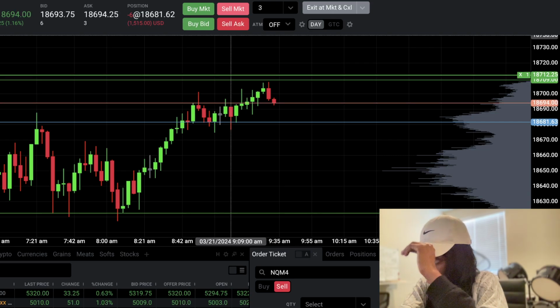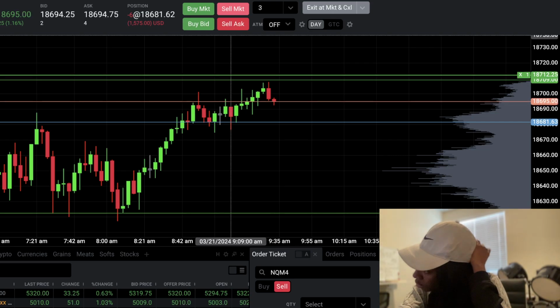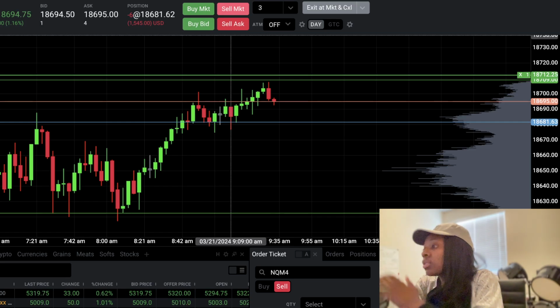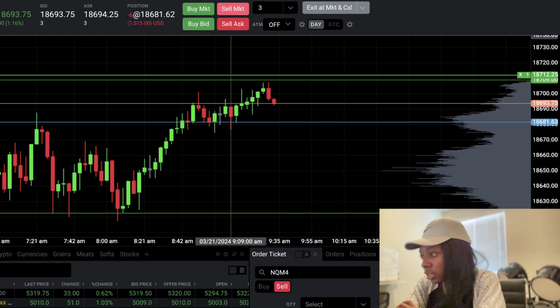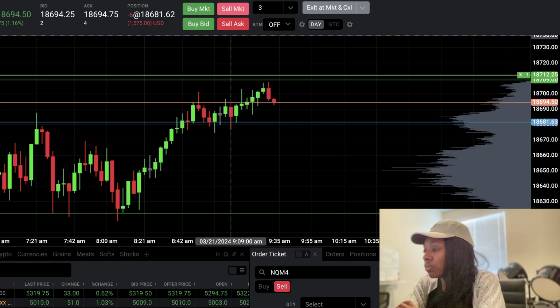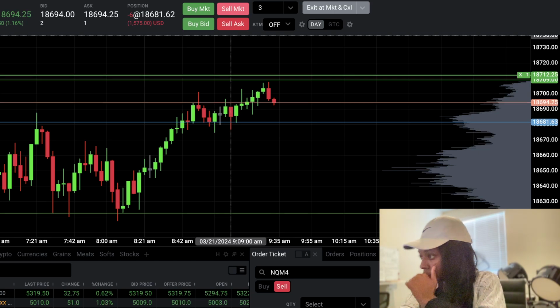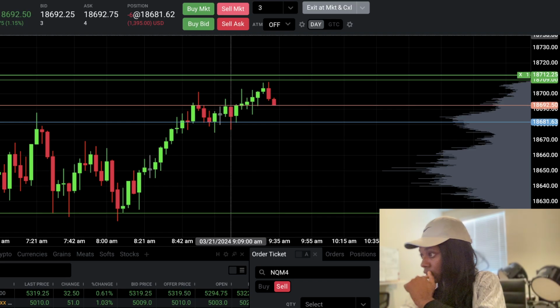All right, let's see if we can get back inside of this premium level here and continue pushing down. Chances are not extremely high, but obviously the signals are starting to look a lot better than they did 6 minutes ago.